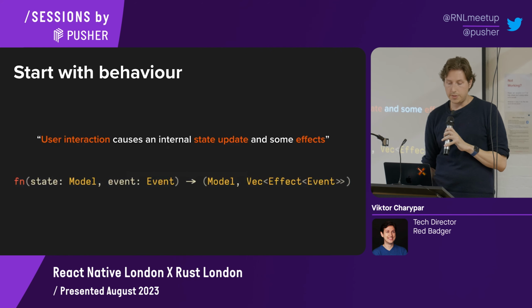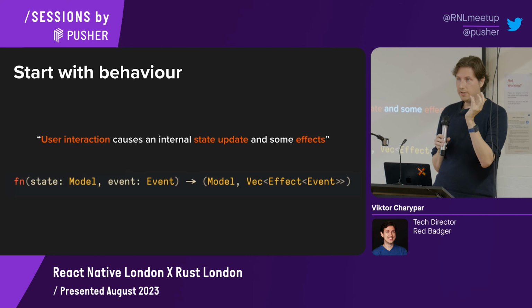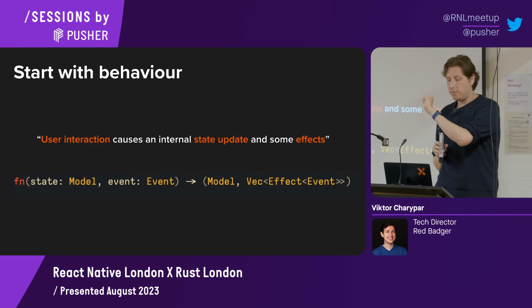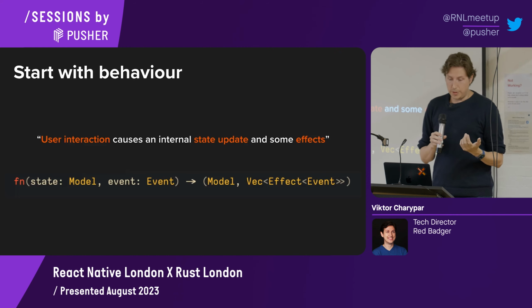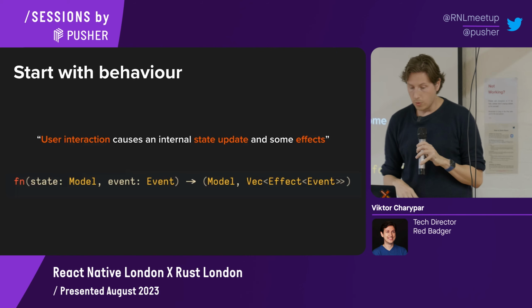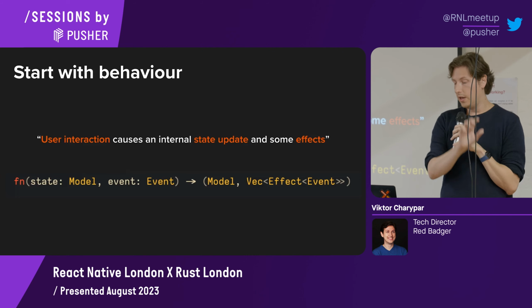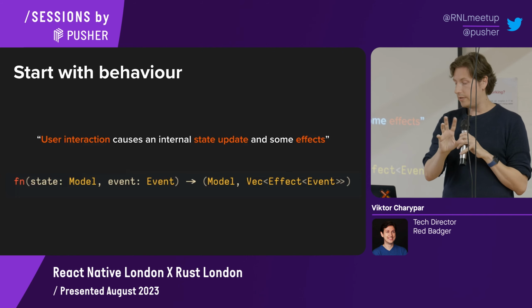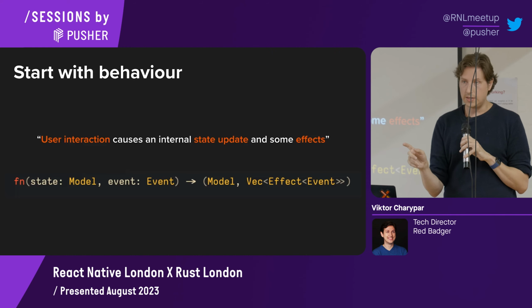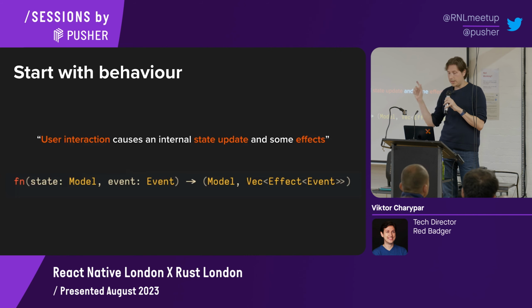And I think the key to it is to start with the behavior instead of the look and feel. So I tried to say, what is behavior? If you boil it down and try to find the simplest, most generic explanation of what behavior is, this is what I came up with. User interaction causes an internal state update and some side effects. Or in type signatures, you've got a function that has some state, a kind of model of your application state. It takes an event and it produces another state and a list of side effects.